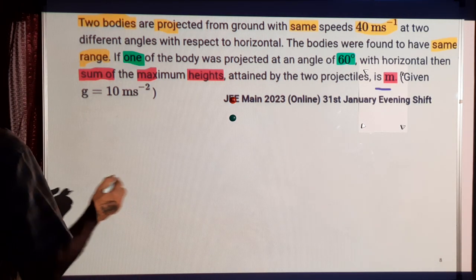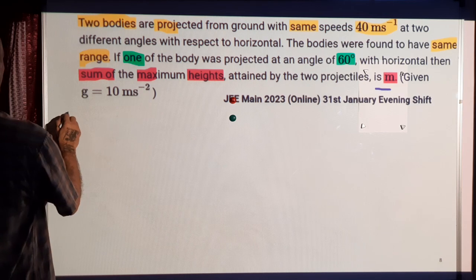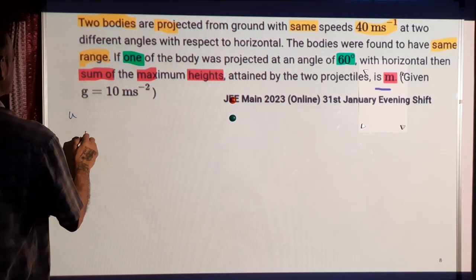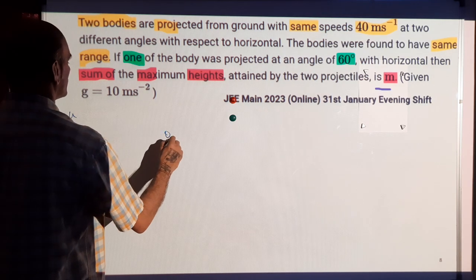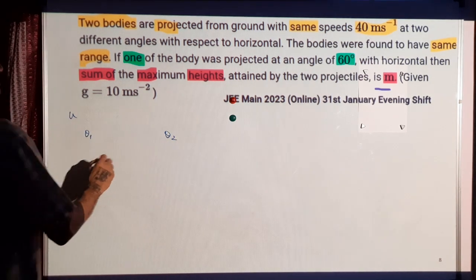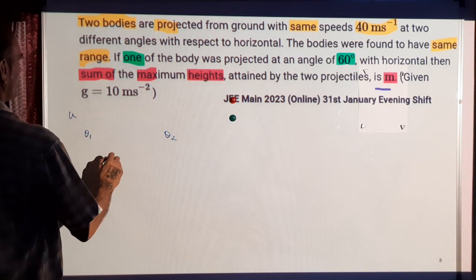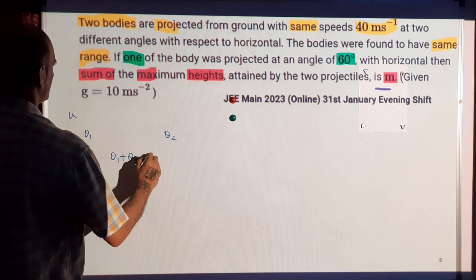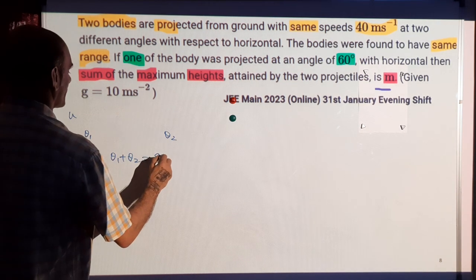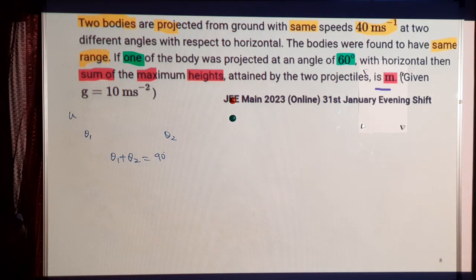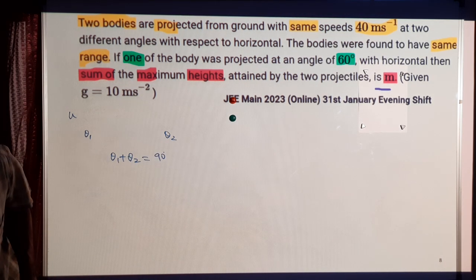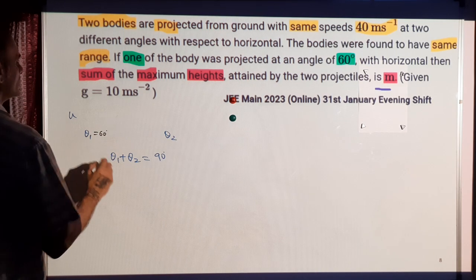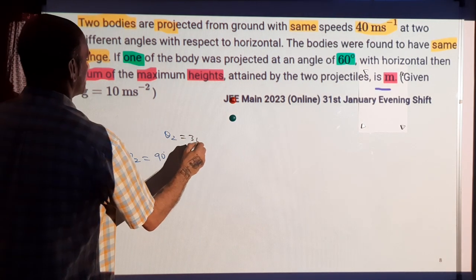So two bodies are projected at the same speed u under angles theta 1 and theta 2. If the range is the same, then theta 1 and theta 2 are complementary angles. This is a standard result which can be proved. So theta 1 is given as 60. So that means theta 2 is 30 degrees.